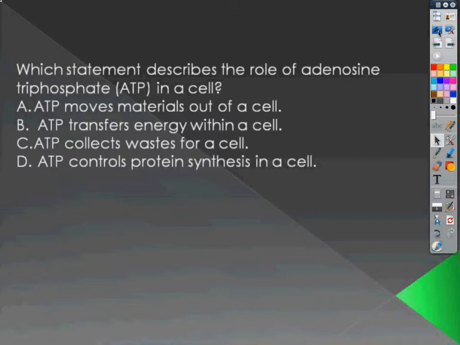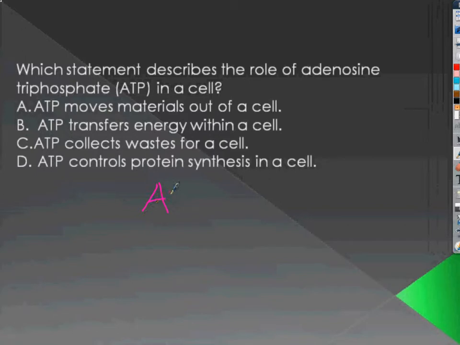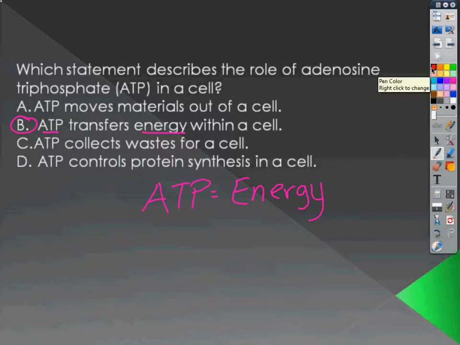It says A, ATP moves materials out of the cell. Well, ATP, we should remember, no matter what we think of, when you see ATP, ATP should equal energy. And so we can easily answer this question: ATP transfers energy within the cell. ATP, energy, B is the correct answer. But let's look at the other ones just to see why they're wrong.